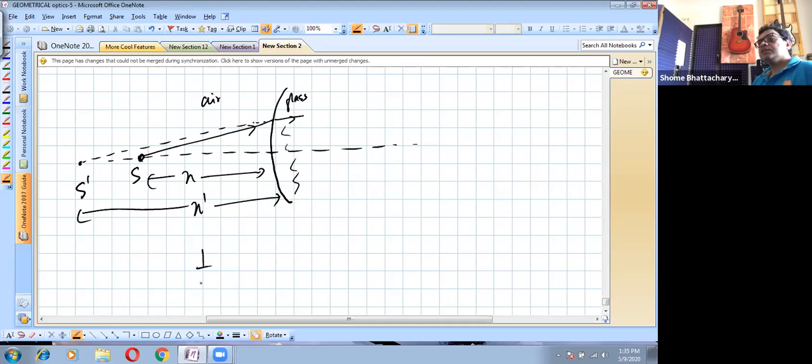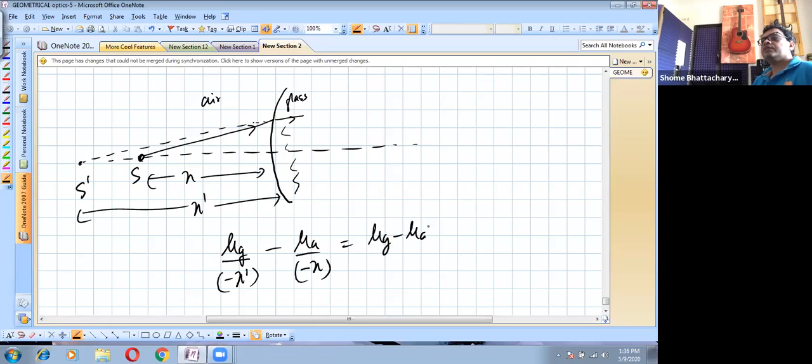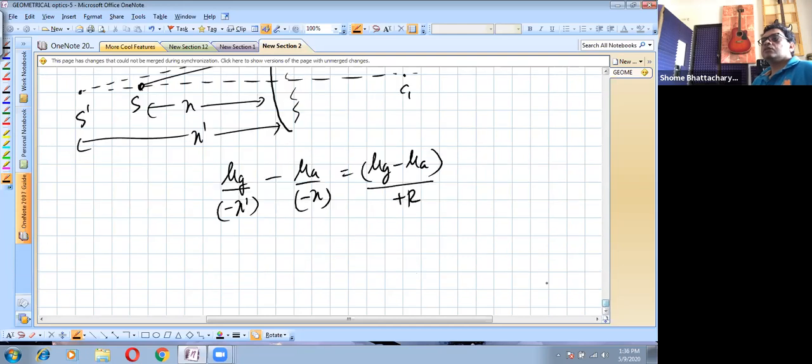Okay. So in this, what is happening? 1 by v minus 1 by u is equal to, I have to use that formula, mu 2 by v minus mu 1 by u. So air to glass. So refractive index of glass divided by minus x prime minus refractive index of air divided by minus x is equal to refractive index of glass minus refractive index of air divided by plus R. So this will be on this side, the center of the curvature. So let's convert this to the formula. So minus 1.5 by x prime plus 1 by x is equal to 0.5 by R, where R we know is 120 centimeters.